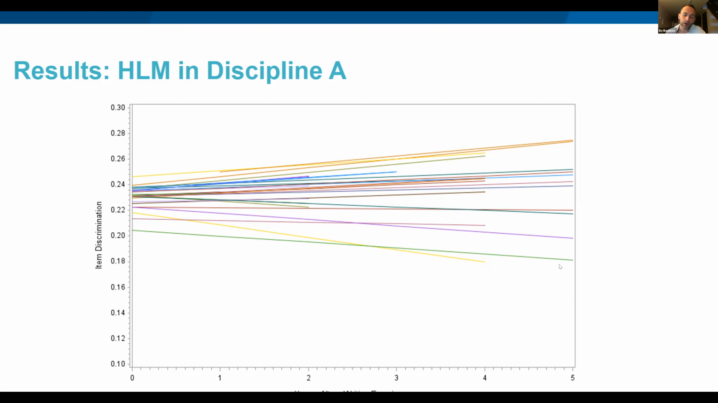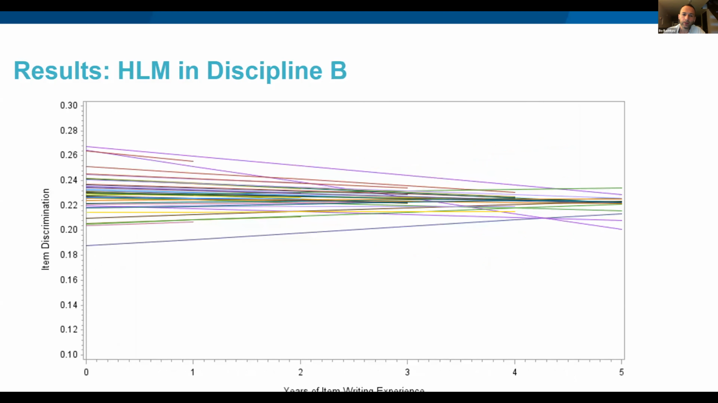And this was true specifically for the significance of slopes, and the variability of slope was true for all 7 exams. So this was discipline A. In discipline B, the picture looks a little different. So we have the same sort of setup here. We're looking at the spread of the intercepts and the variability in slopes.